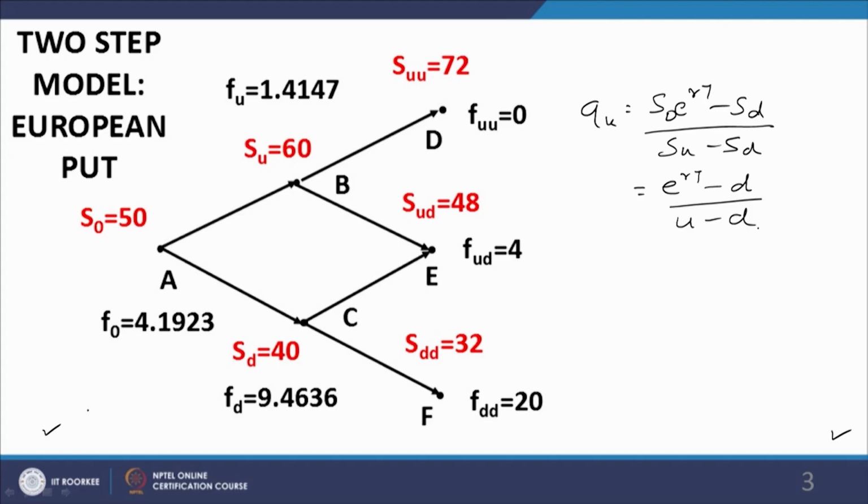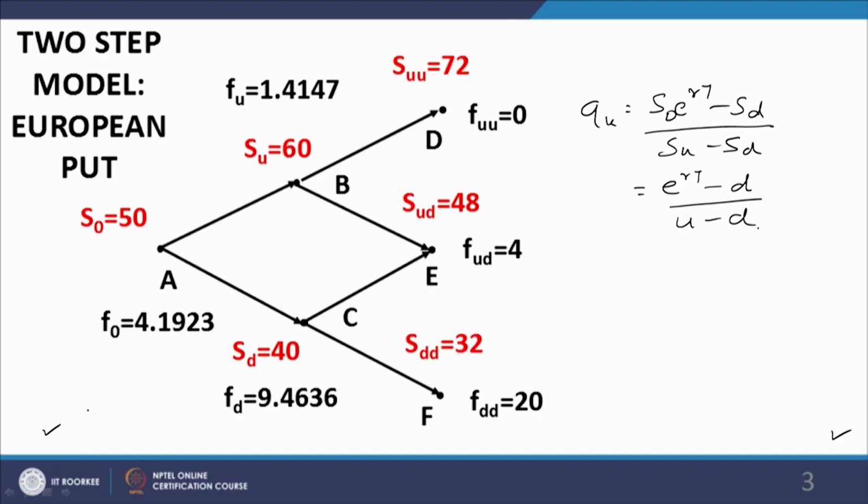We also need of course to calculate the value of the option at the various terminal nodes. Now, if the stock price at maturity turns out to be 72, then the put option will not be exercised and therefore, the value of the option will be 0. If the stock price turns out to be 48, the put option will be exercised and the payoff is equal to K minus S T, that is 52 minus 48, that is 4, and if the stock price turns out to be 32, then the payoff from the option will be equal to 52 minus 32, that is 20. These are the figures that are given adjoining the nodal points D, E and F.